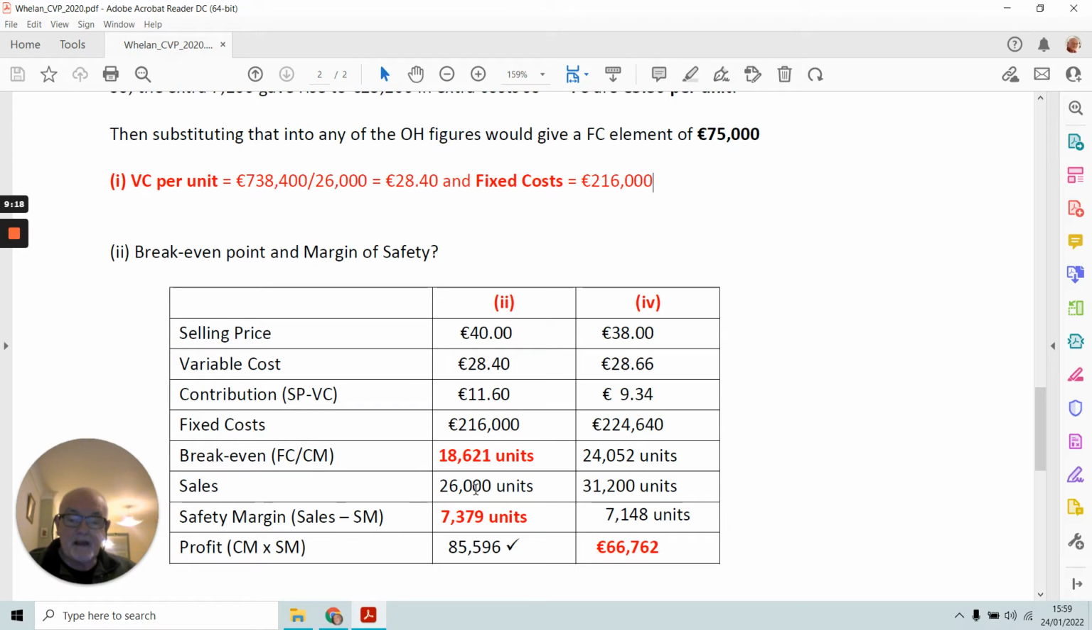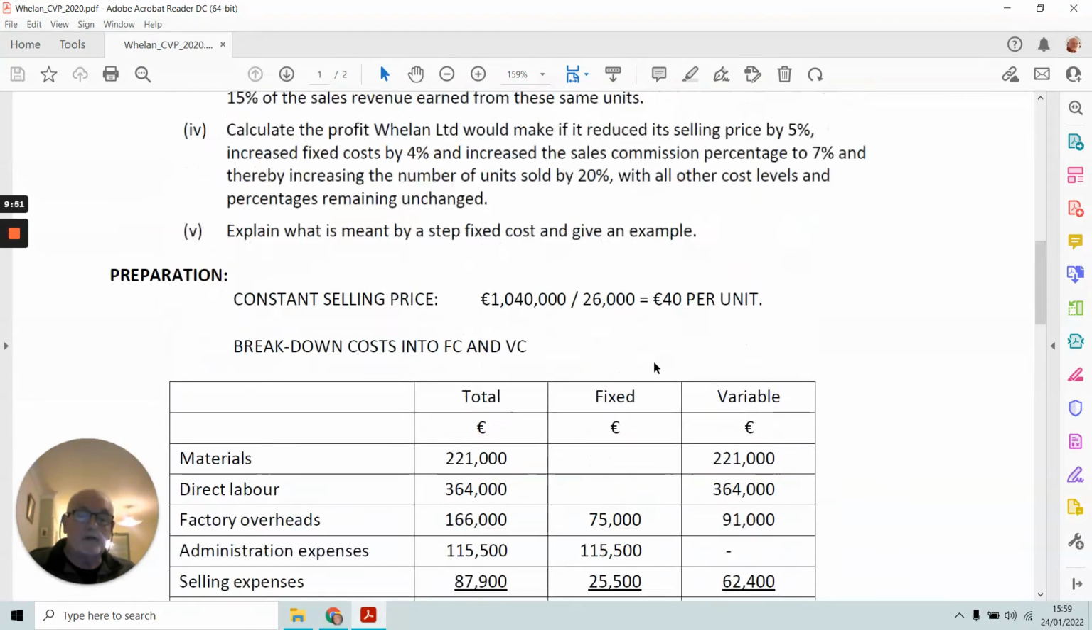and as we intend to sell 26,000 units, we'll exceed our break-even level by 7,379 units, and that of course is called our safety margin. We are 7,379 above a situation of making any loss. We're that safe. And every one of those 7,379 units contributes €11.60 towards our profit, which is 85,596.